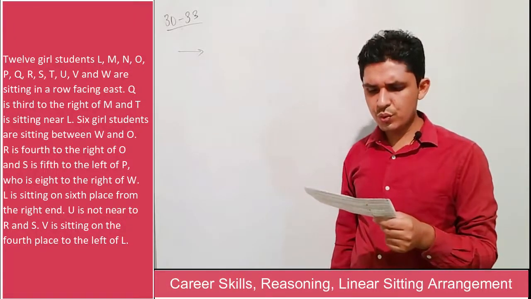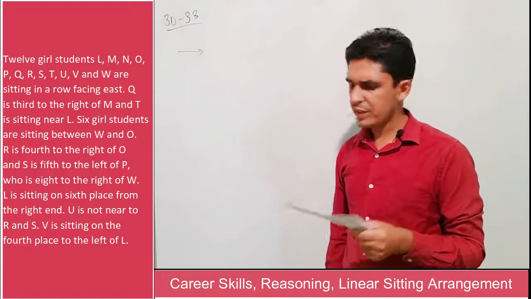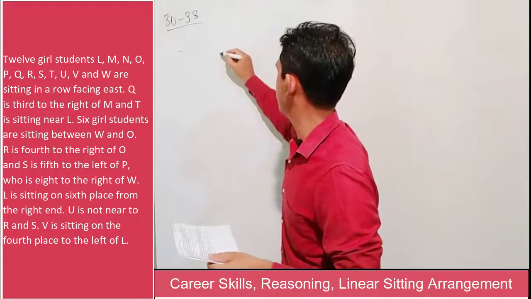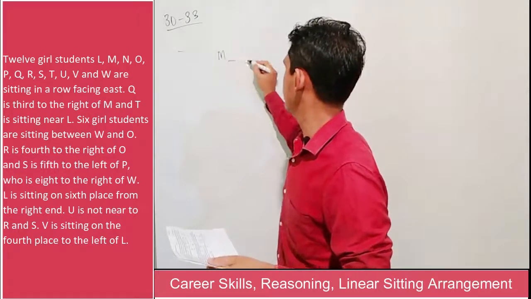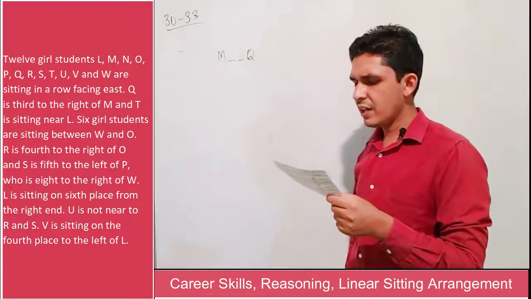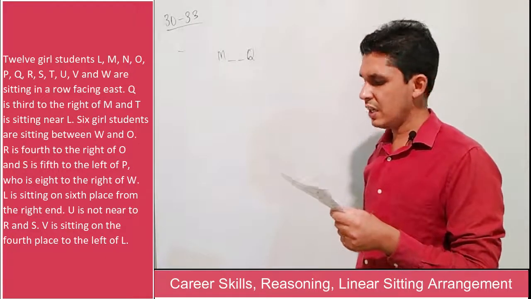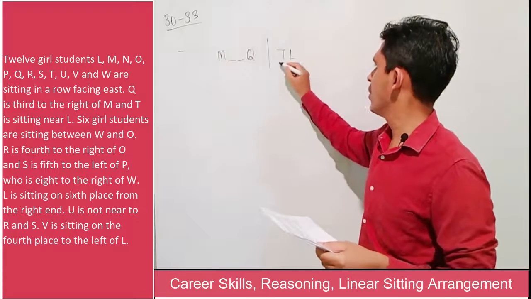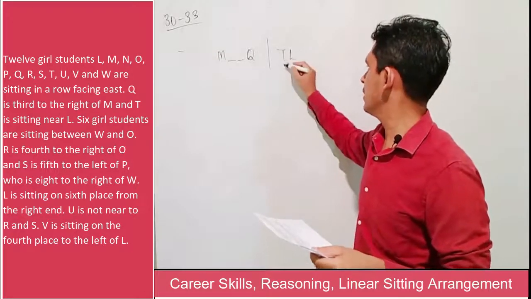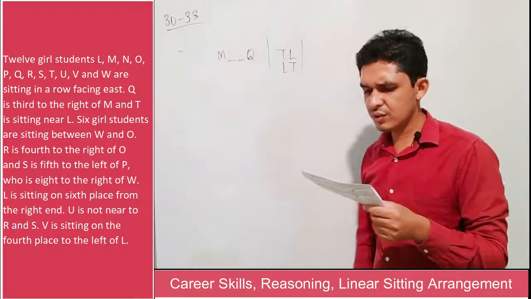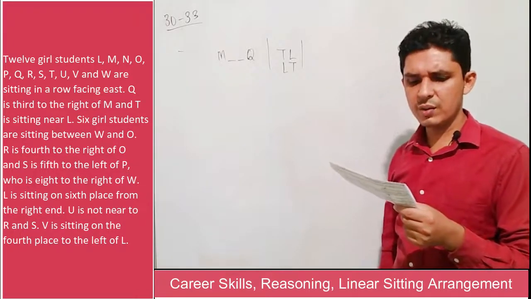Okay, so Q is third to the right of M. So we can write it as Q sits third to the right of M. That means if we make M, so Q sits third to the right of M. Okay, and T is sitting near L. So that means T should be here. This can be here or this can be here. T is near L.